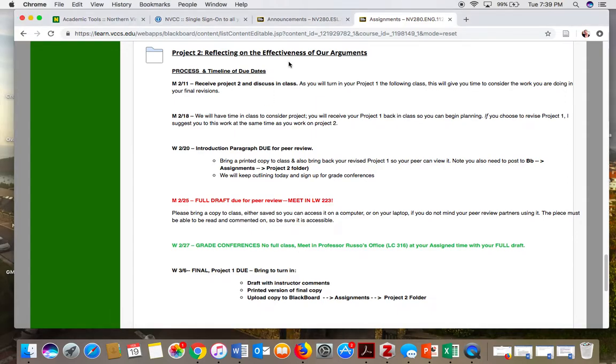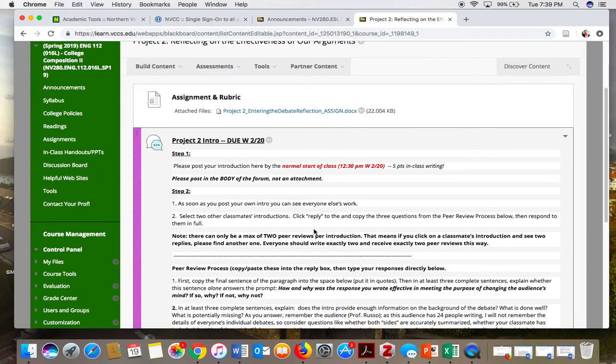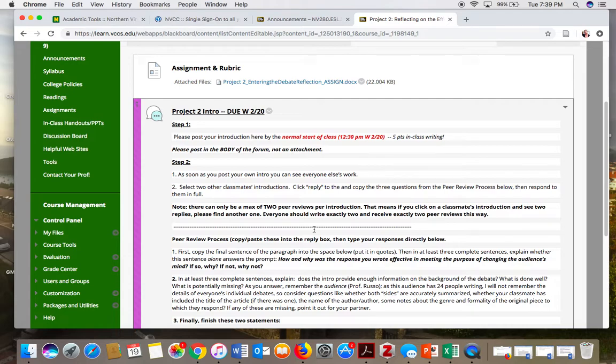So let's go ahead and look at what we've got to do here. So I've added a couple changes, as you can see, to the Project 2 intro. Now you don't have to print it out. Yay, you get to save some ink. But what you're going to do is as soon as you have posted your introduction, please do that by the normal start of class, 12:30 p.m. on Wednesday.